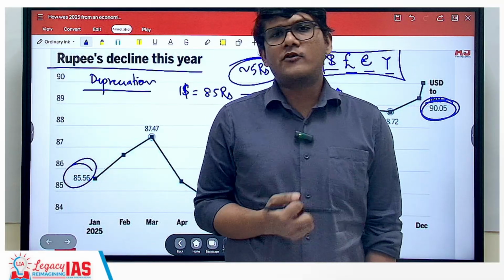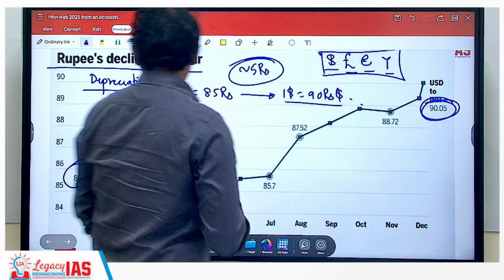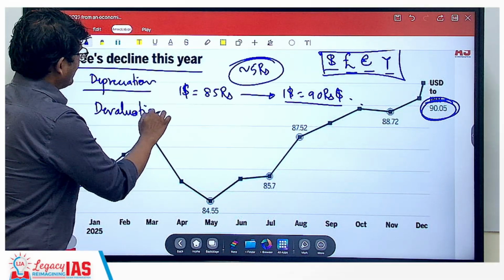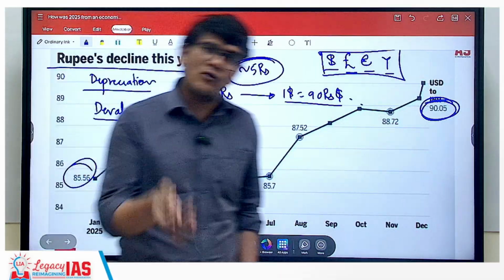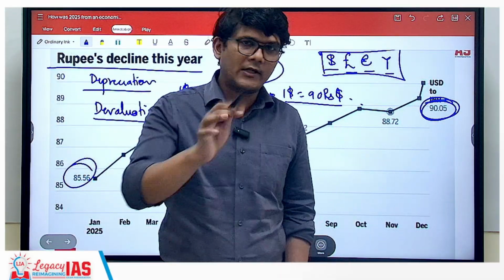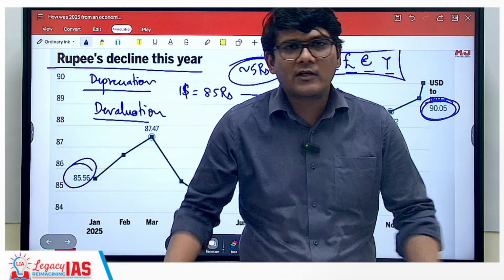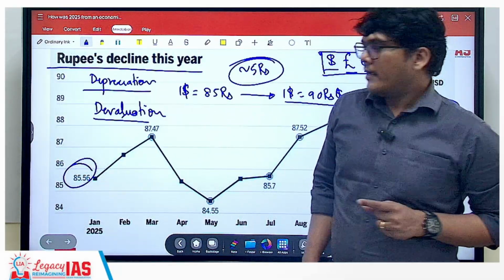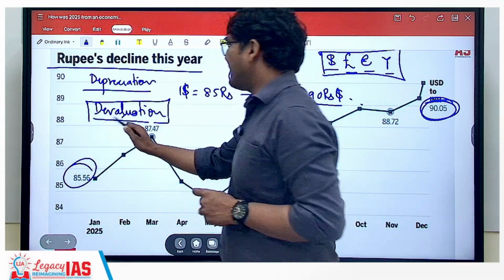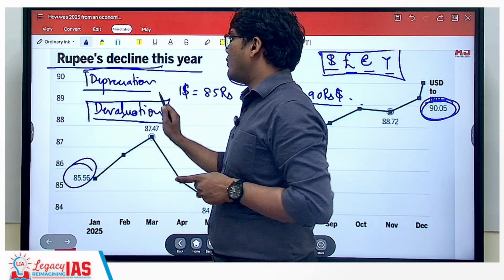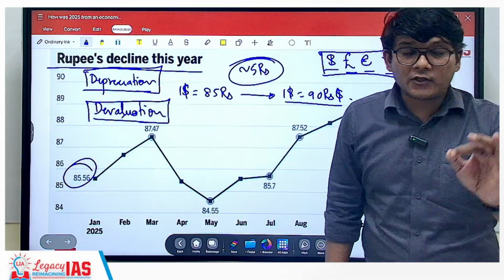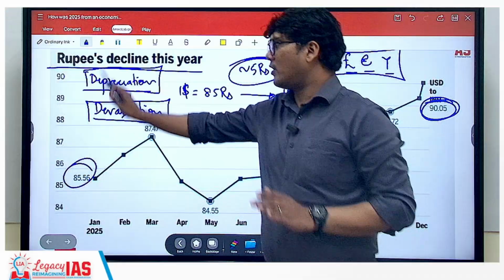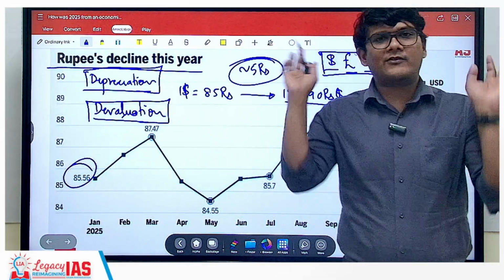Then what is devaluation? In devaluation as well, there is a decline in the value of the rupee against the dollar. That is devaluation as well. Then what's the difference between depreciation and devaluation? Depreciation and devaluation both are what? A reduction in the value of the Indian rupee against the dollar.